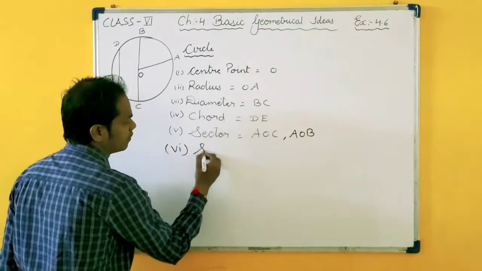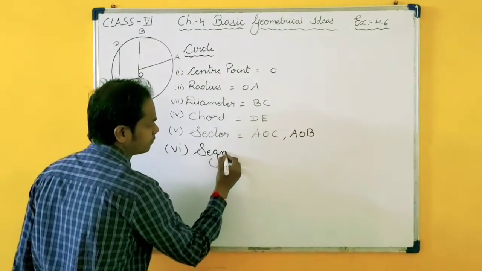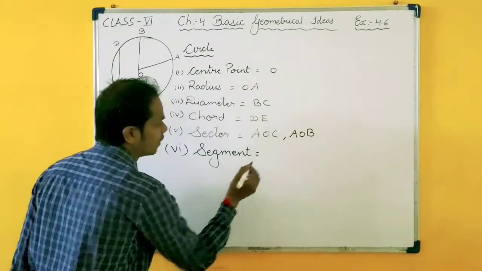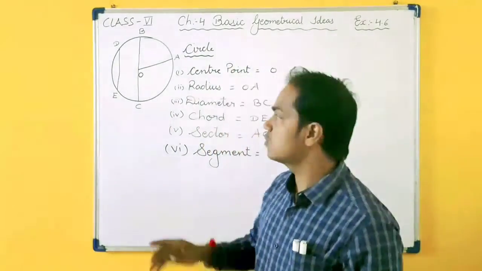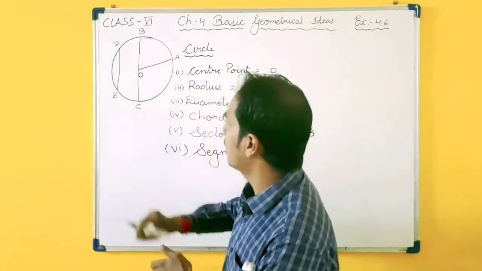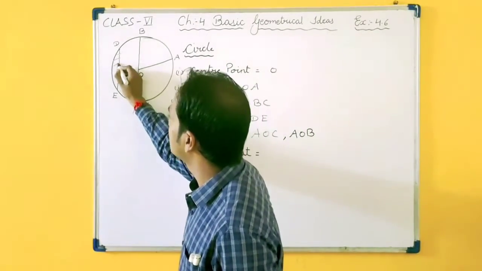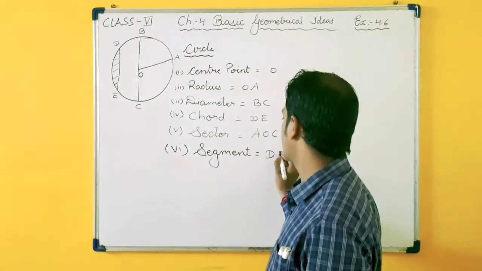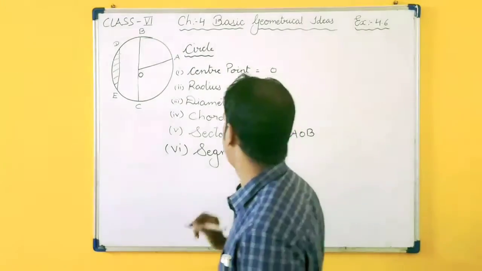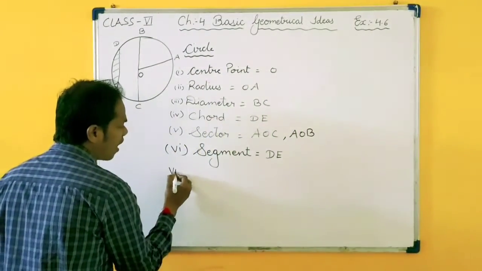Now come on segment. What is segment? You can see this chord. The area enclosed under this chord is known as segment. This is your segment. So you can say that DE is your segment.